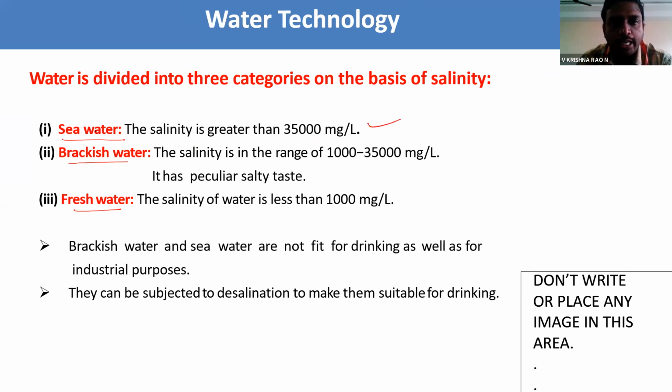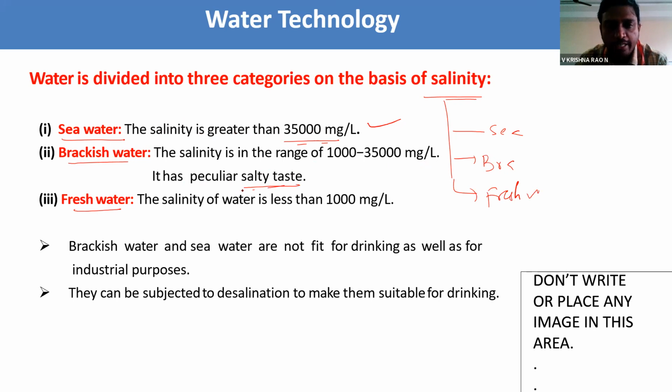Based on salinity, water is categorized into three types: sea water, brackish water, and fresh water. If the salinity is greater than 35,000 milligrams per liter, it is called sea water. If the salinity is in the range of 1,000 to 35,000 milligrams per liter, it is called brackish water. It has a peculiar salty taste, so it is not suitable for drinking. And fresh water is the water we drink. If the salinity of water is less than 1,000 milligrams per liter, it is called fresh water.